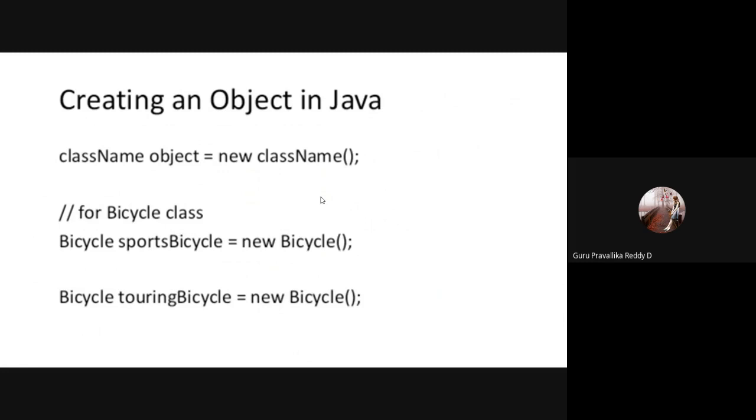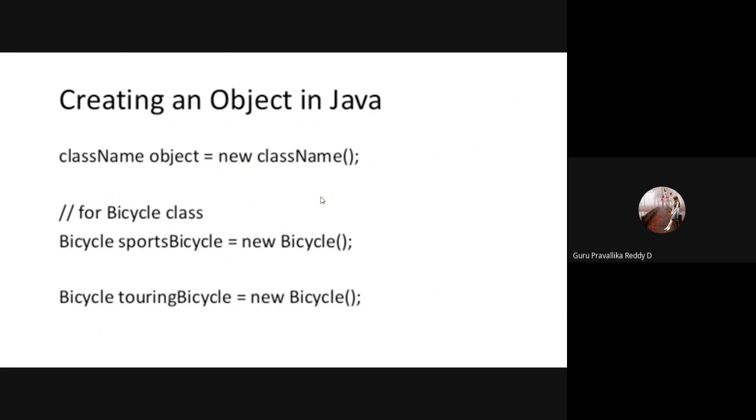So, let me tell you the key differences between Java classes and objects before jumping into programming. A class is a blueprint for creating objects. An object is a copy of a class. A class is a logical entity, whereas an object is a physical entity. The keyword used for a class is class, and for an object we use the keyword new.